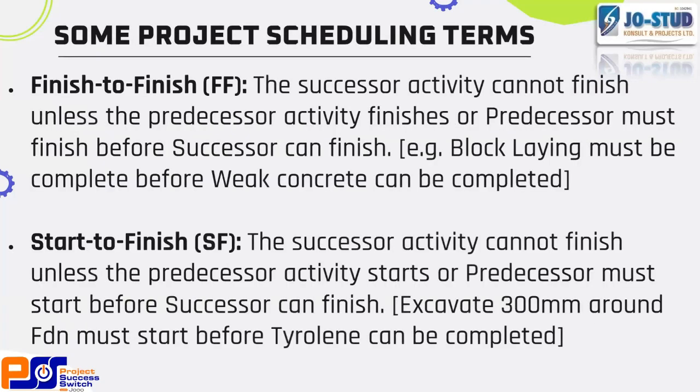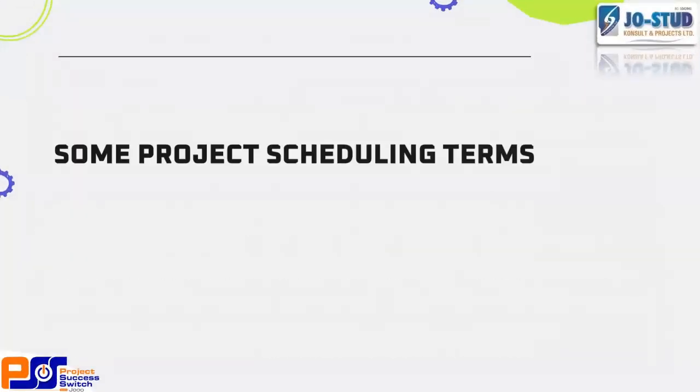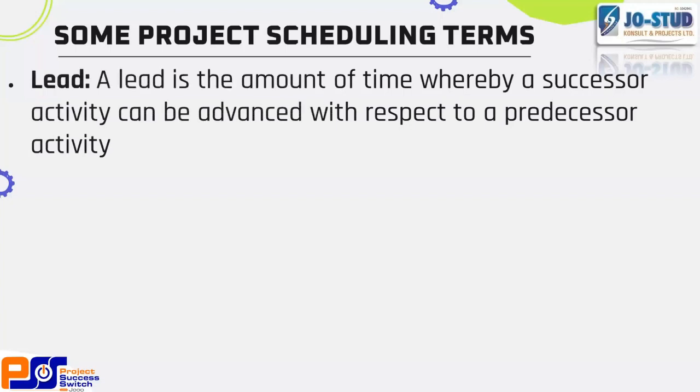Then, of course, we have start to finish, where the successor activity cannot finish unless the predecessor activity starts, or the predecessor must start before the successor can finish. For example, excavate 300 mm around foundation must start before tyrolene can be completed. So even if tyrolene has started and the work program demands that you excavate round before you do your tyrolene, you cannot say you have finished tyrolene without excavation, right?